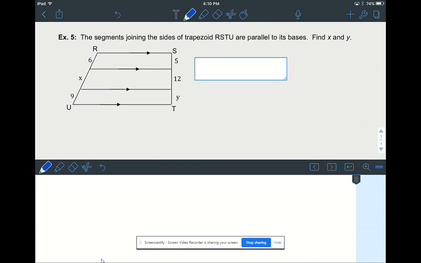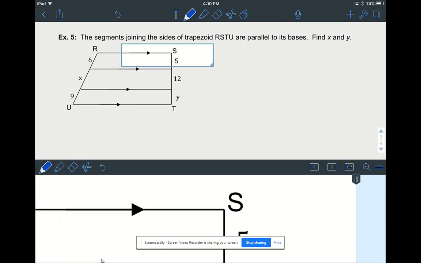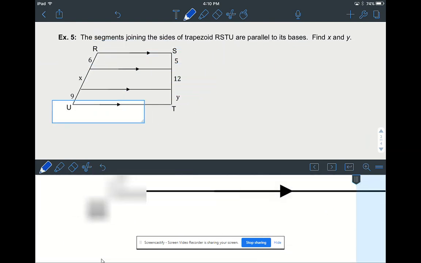All right, let's practice it. The segments joining the sides of trapezoid RSTU are parallel to its bases. Find x and y. So we've got 4 parallel lines within our trapezoid here. We need to find x and find y.